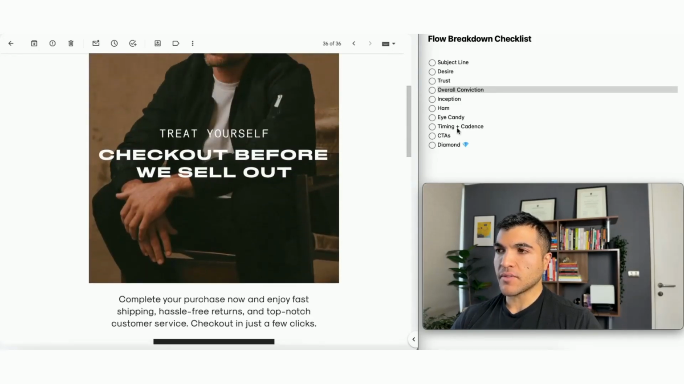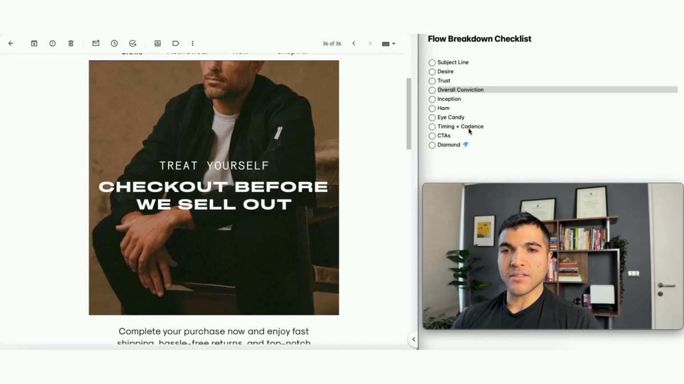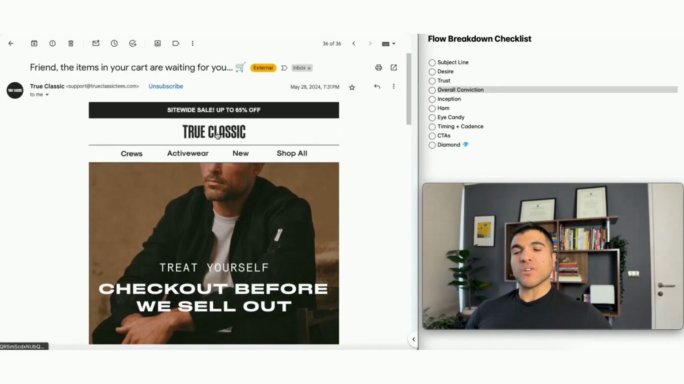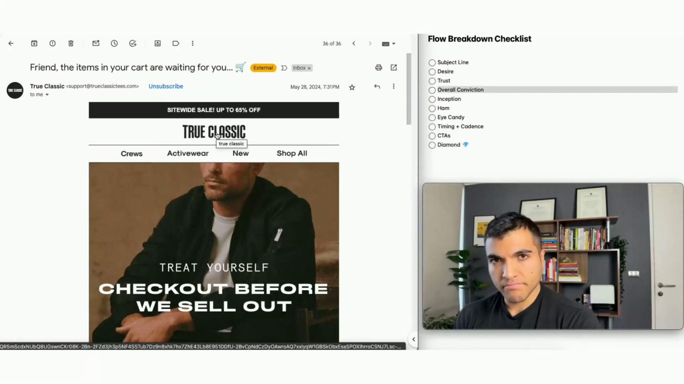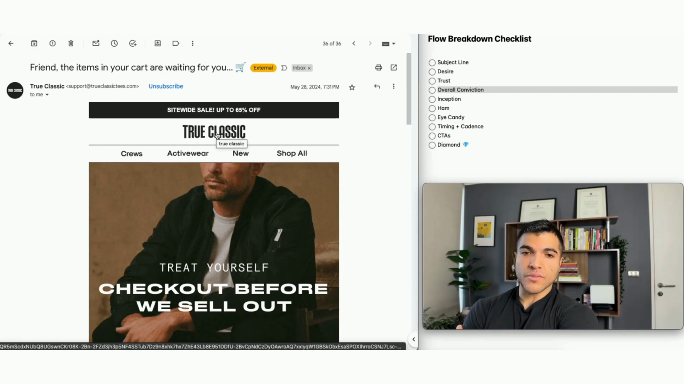And in terms of timing and cadence, it's just one email, so the cadence is not existing for a brand like True Classic, a nine-figure brand, I believe now. They could afford, and they should have, up to eight emails in a sequence like this, the cart abandonment email sequence. At least go from one to adding two or three emails to this sequence, testing different offers, testing different things. Strange that they're not doing this.